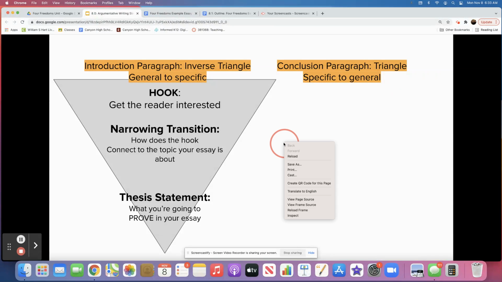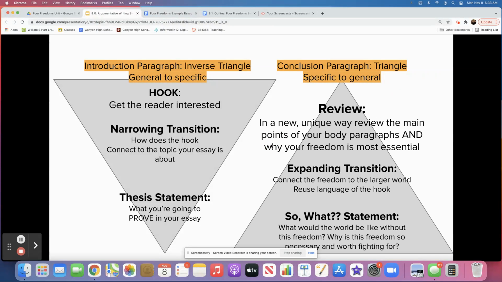Your conclusion paragraph, on the other hand, is the opposite. So it's a regular triangle. So it goes from very specific to general. So you have to review in a new, unique way the main points of your body paragraph and why your freedom is the most essential. So, again, the main points of your body paragraph not only include your argument, but also include the counter argument and why that's wrong.